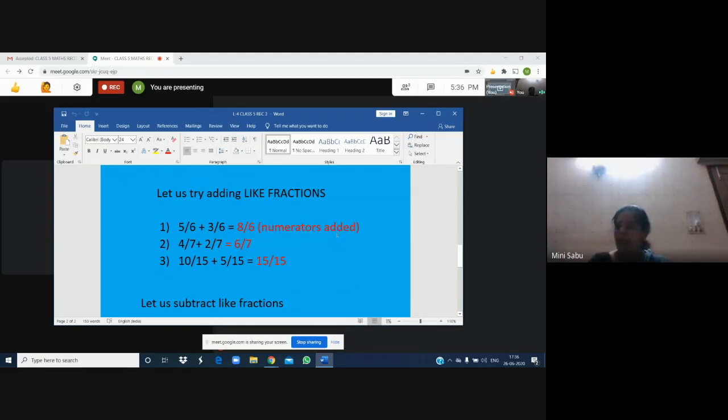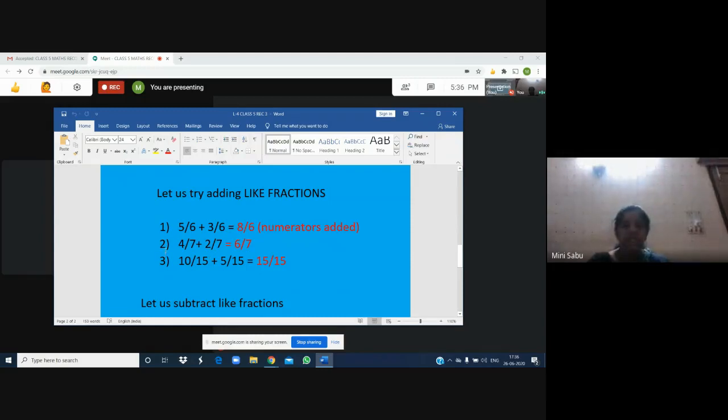Numerators are added. So what are the numerators in the first question? 5 and 3. What is 5 plus 3? 8. Okay. 8 upon 6. You may be wondering, in all the examples, the numerator was smaller and denominator was bigger. So there should not be any misunderstanding. This type of fractions are also there that you will learn in detail later.